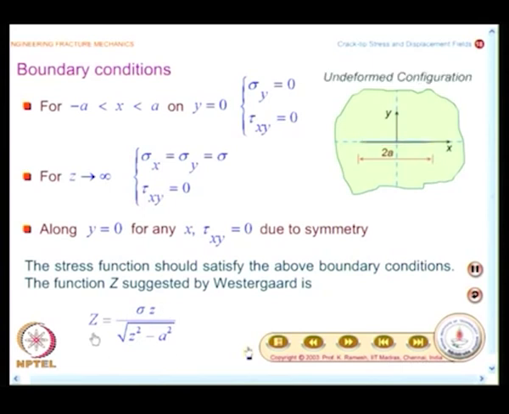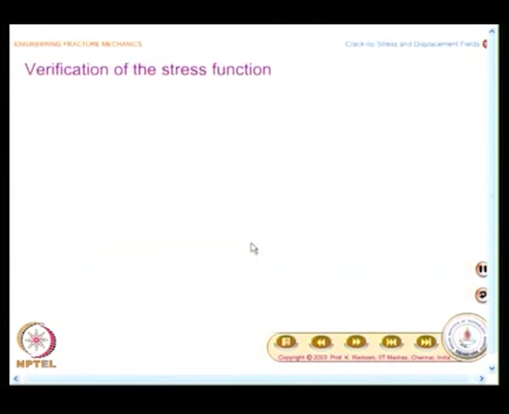In the subsequent discussion also, we will keep this as capital Z and get the expression for sigma x, sigma y, tau x y. Later on, we will substitute the specific stress function. This is how we will proceed. And what you will have to look at is, when you say along y equal to 0, your shear stress should be equal to 0, is easily satisfied.